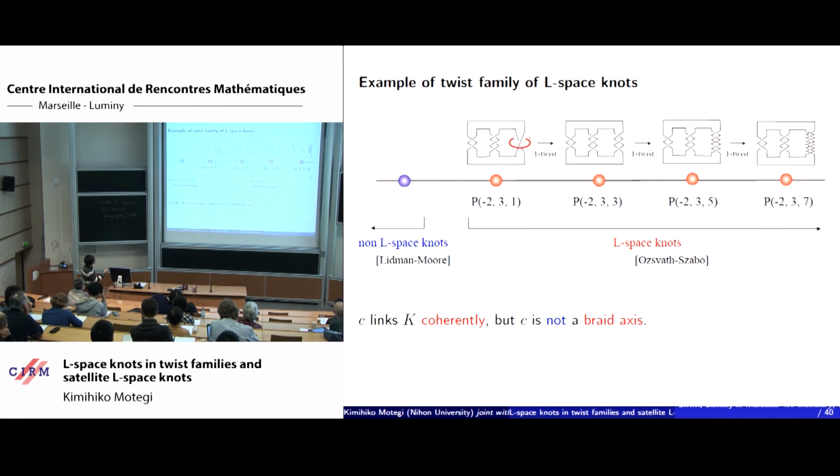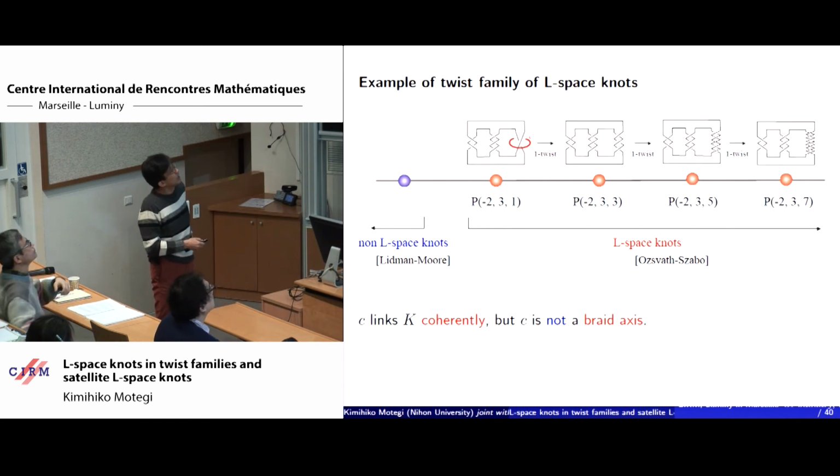Actually, in this example, the winding number equals 2 and the wrapping number equals 2. However, C is not a braid axis. Actually, if C is a braid axis, then after twisting, any knot has braid index 2. So it means that the resulting knot is a (2,n) torus knot, but these are not (2,n) torus knots. So this is not a braid axis.